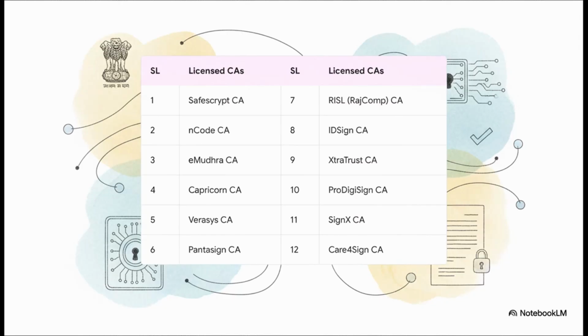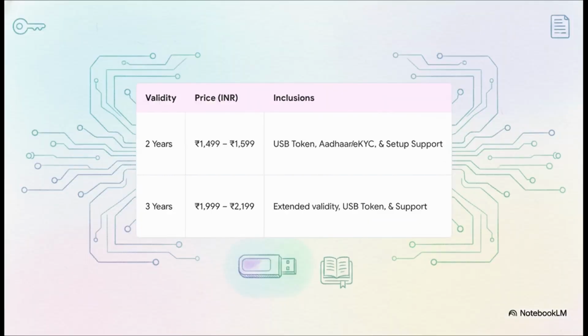So where do you go? Well, you don't get it from the government directly. Instead, you go to one of these licensed certifying authorities, or CAs. This is the official list right here. You can pick any of them. You've probably heard of some, like eMudhra or Capricorn. They're all authorized to get you set up. And what's this going to set you back? Well, it's pretty reasonable. You're looking at around 1,500 rupees for a DSC that's valid for 2 years. And that price usually includes the whole shebang: the secure USB token that the signature's stored on, the online verification, and even some help with the setup.